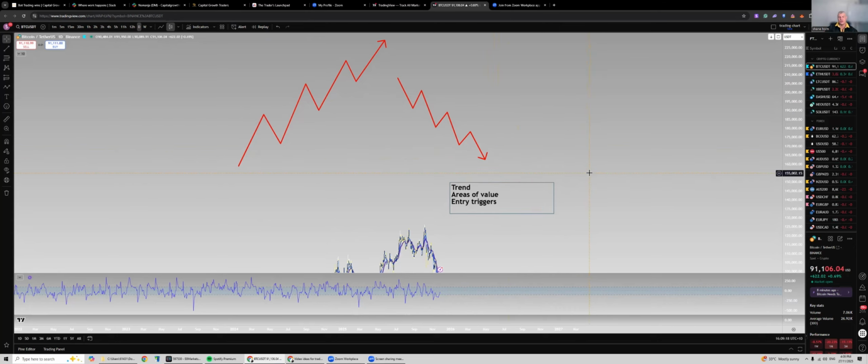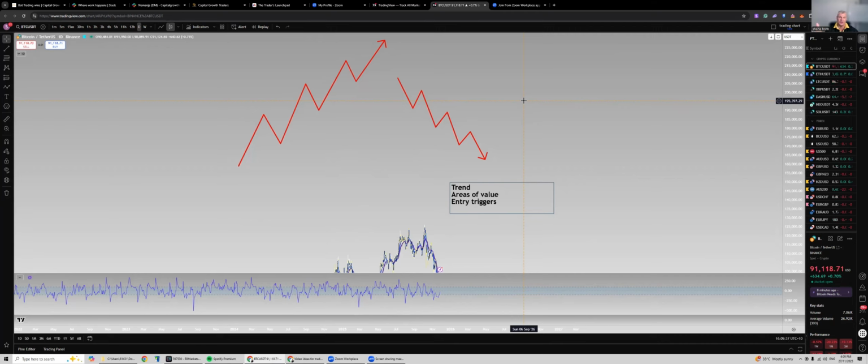Then the next thing I'm looking for is entry triggers, so candlestick patterns. Now, if we are looking, say, at a support level, but we've got a bearish engulfing pushing through that level, then I am not touching it. I am waiting for market structure to change or for buyers to step in at those areas of value.